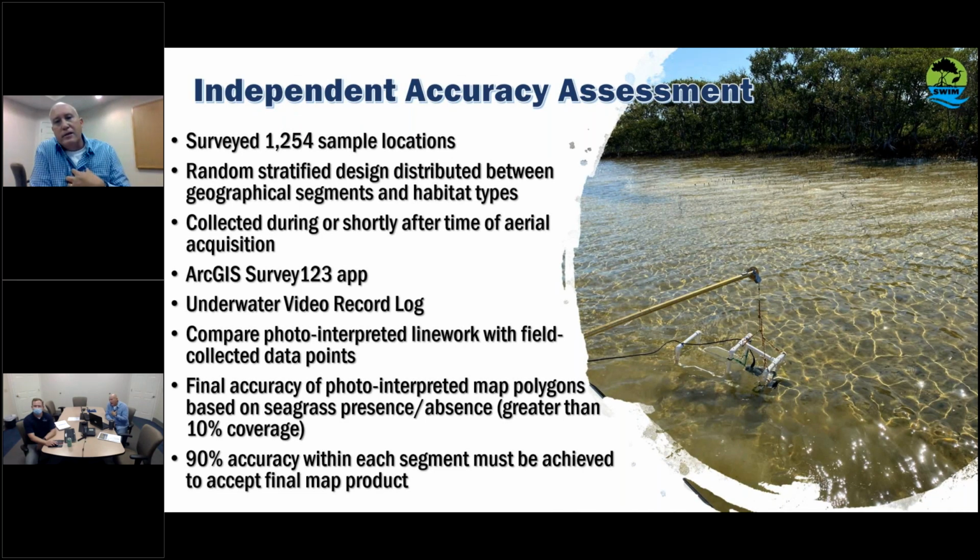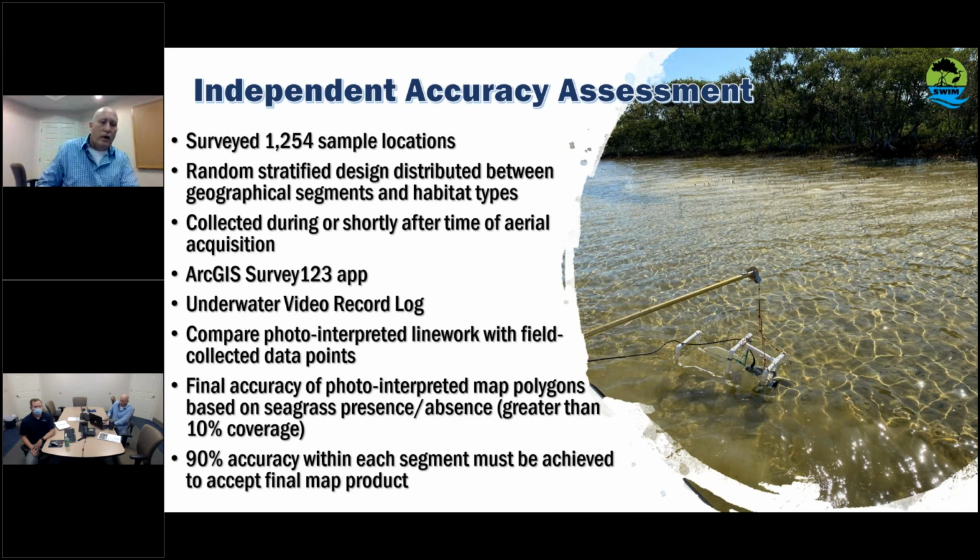And I, as the program lead, work with Kevin and with Wood on this, but do not share any of this information with the PIs. And again, that's to make sure that we're not biasing the map by using these assessment points. We have a little over 1,200 sample locations that we've incorporated throughout the mapping area. We use a random stratified design. And as I said earlier, they use the same app, but the data are not shared with the PIs, at least during the map production.